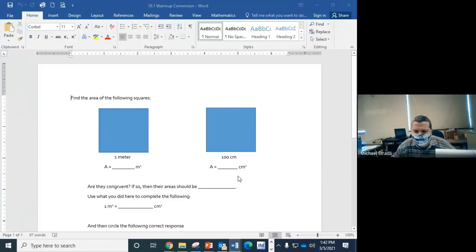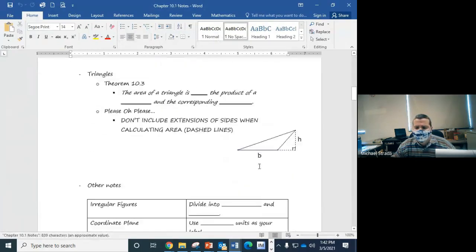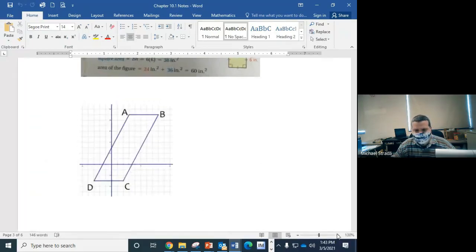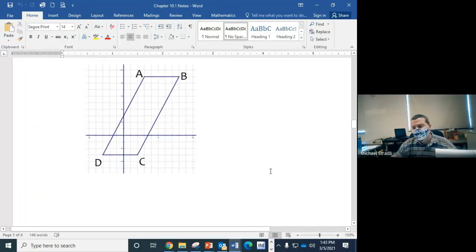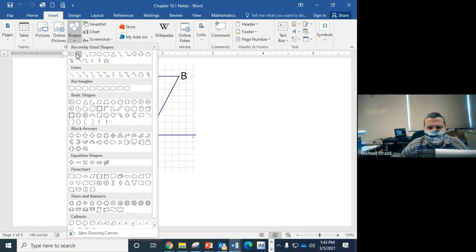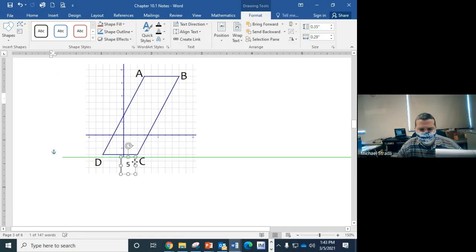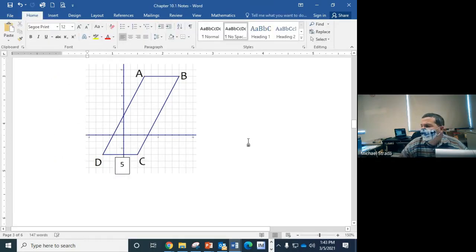Chapter 10-1 notes. All right. So this is the idea. We're looking at that figure, and we're looking at that figure. It's just counting. So if you're going from D to C, that is a base. 1, 2, 3, 4, 5. So that, ladies and gentlemen, has a length of 5. All right, good with that idea.